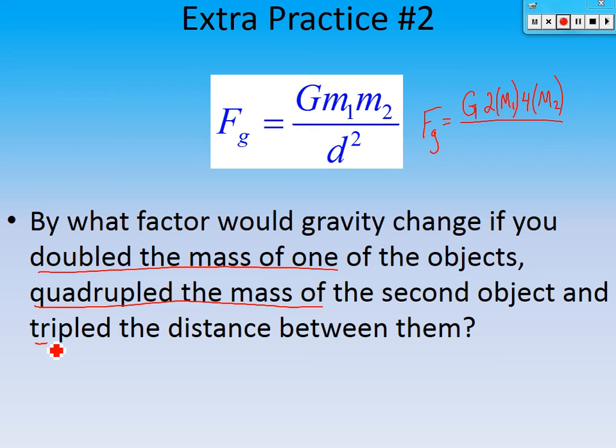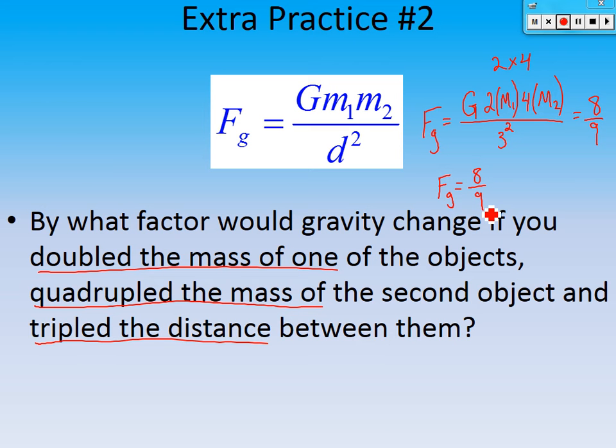And then it said we're tripling the distance between them. So what are we going to put in for D? Well, that's 3 because we tripled it. But you still got to square it. So when you calculate that proportionally, force of gravity is going to change by this proportion. 2 times 4, which is 8. So I just did 2 times 4 because we doubled the mass and quadrupled the mass. So that's going to change the force of gravity by 8, just doing that. But because we tripled the distance between it, 3 squared is equal to 9.